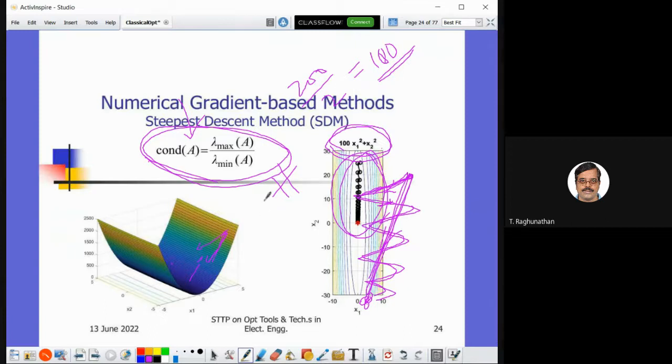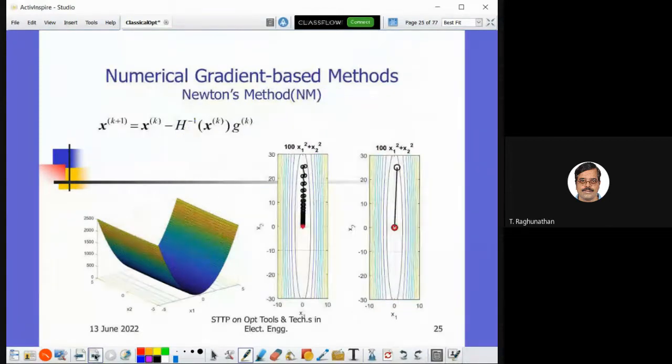So all this is historical, based on continuous efforts of a lot of people, inputs, analysis, all these things are done. So let us look at Newton's method. The next method that we look at is Newton's method, whose recursive formula is given by this: x of k plus 1 equals x of k minus Hk inverse into g of k. All right, the same 100 x1 square plus 100 x2 square, in which SDM did not work that well. We'll see how it works on this.